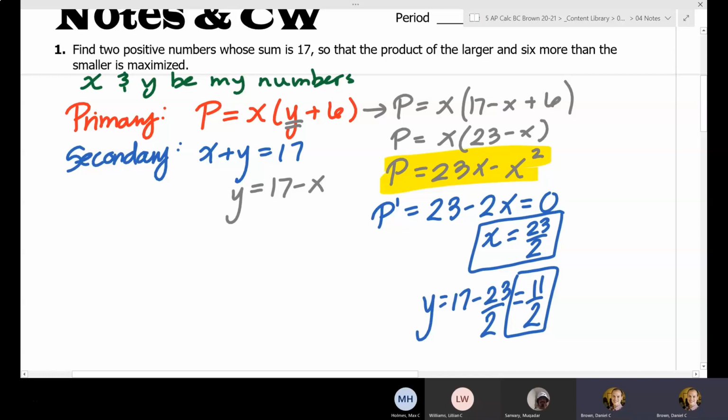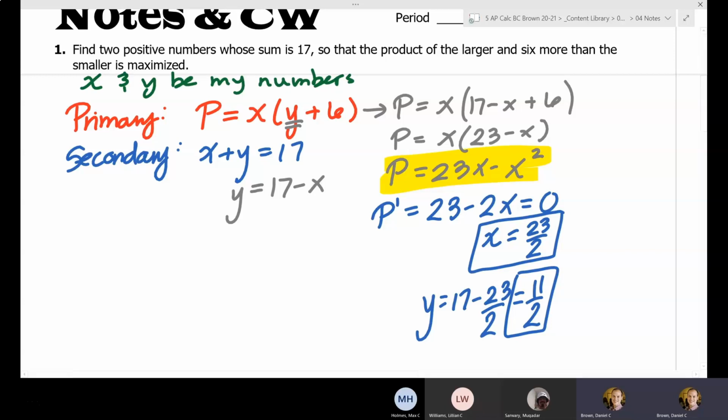So looking at what we found, just to put it in perspective, we're just looking for two numbers that would add together to give you 17. 23 over 2 plus 11 over 2, that's going to give us what we're looking for. We have found the two numbers that add to give us 17, but also have a maximum product. And that mainly just gives us the idea of how these optimization problems work.